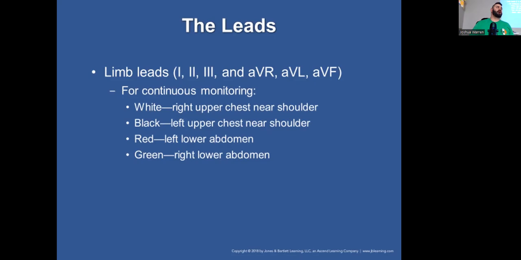Their door to balloon time for most of these cath labs is supposed to be about 90 minutes. As soon as they get the patient inside, they start prepping, and they should have a balloon in their coronary arteries, inflating, pulling things out, or stenting, or whatever they're going to do. Within 90 minutes, everything should have been done, and the patient should have reperfusion occur. What does reperfusion mean?